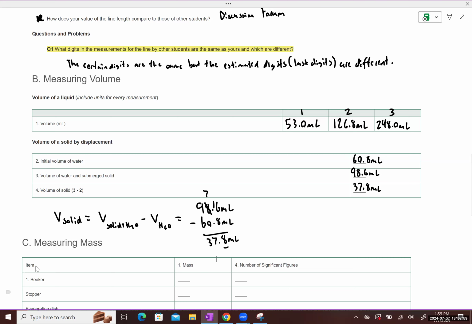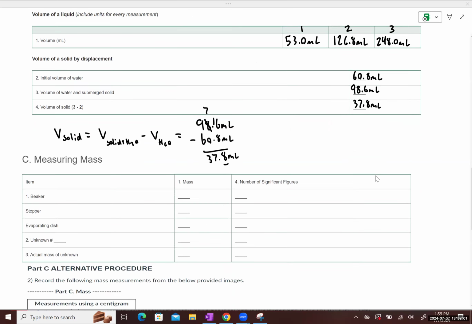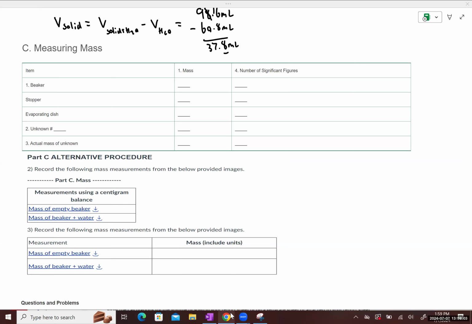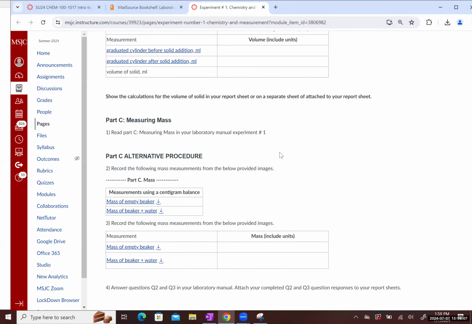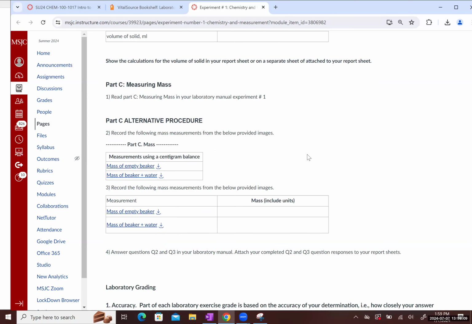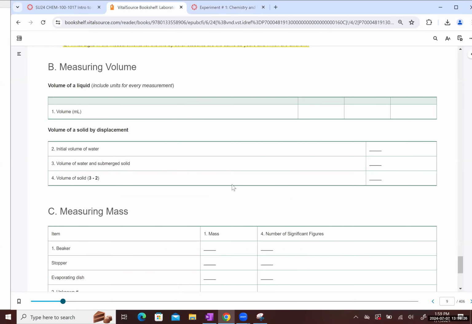Let's move on now to part C. So part C concerns measuring mass. And in this case, there is an alternative procedure provided in case you do not have some of the materials mentioned in part C. So again, we have an alternative procedure with a series of images that we're going to take some mass readings from. So let's do just that.